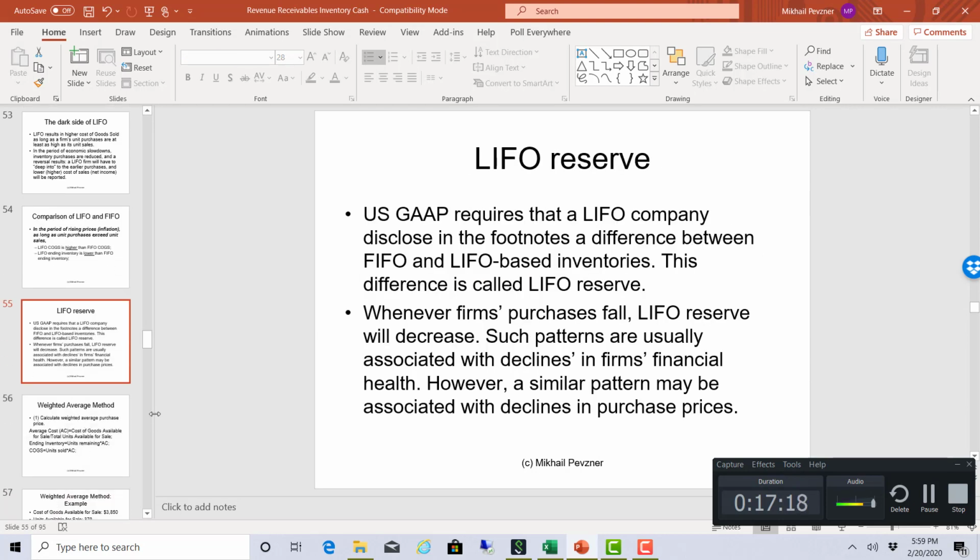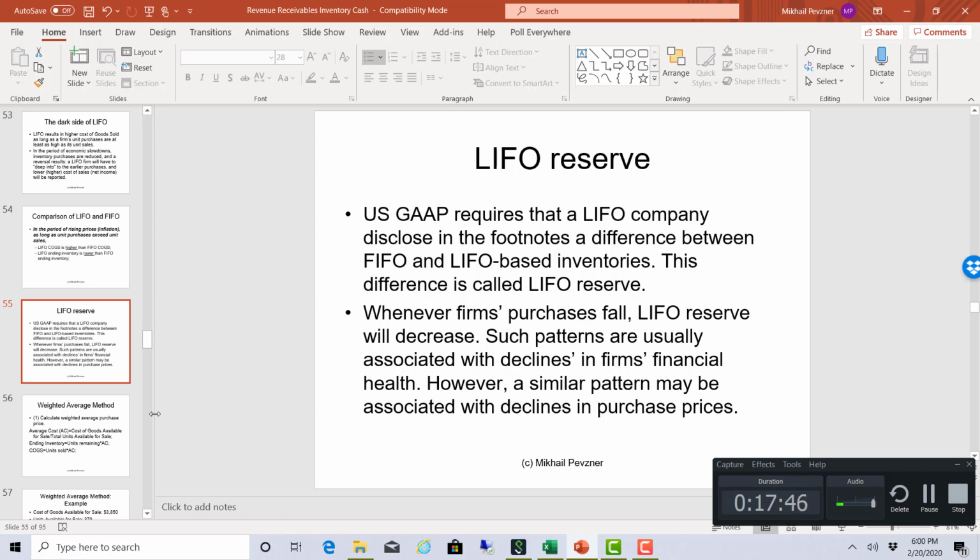LIFO companies are required to report what's called the LIFO reserve in their footnotes. If you follow LIFO, you have to report the difference from FIFO, what FIFO inventory would have been. So you essentially have to keep a second set of books and track your FIFO numbers somewhere, and then report them in the footnote. That's called the LIFO reserve, the difference between the FIFO inventory and the LIFO inventory.